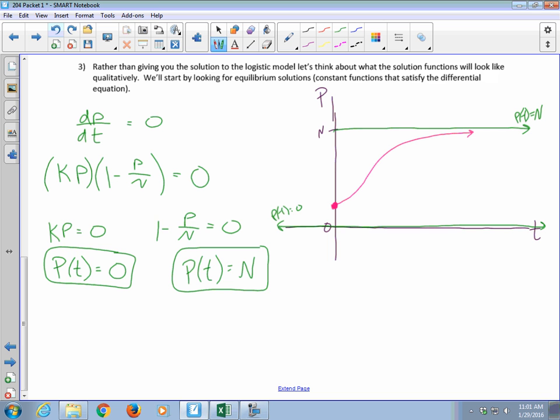But if I start already really close to the carrying capacity, it might never have that sort of slow down, that really fast growth. It just approaches slowly. And what if I start above the carrying capacity? It'll come down to the carrying capacity based on the fact that this factor would be negative, making the whole rate of change negative. So my function would have to be decreasing.